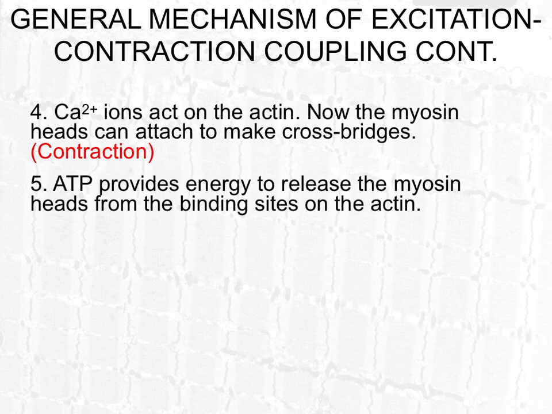And then finally, ATP binds to release the myosin from the actin, and the whole thing starts again. So the neurotransmitters bind, they get the action potential started, and that leads to the release of calcium ions, which then starts the actual muscle contraction occurring.